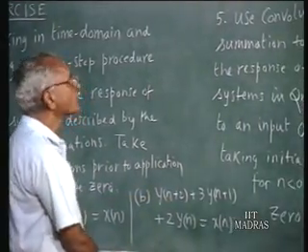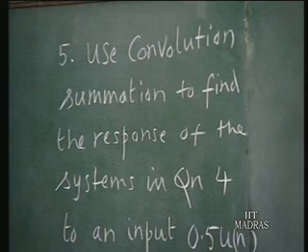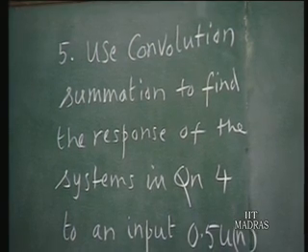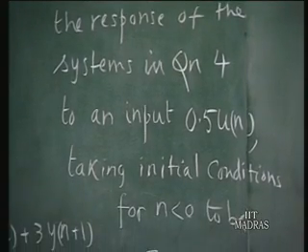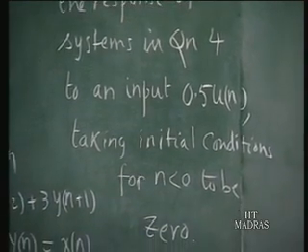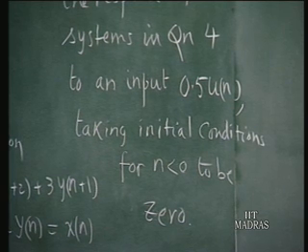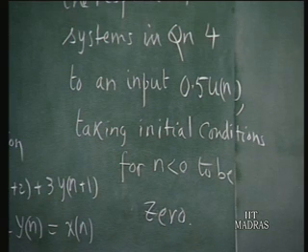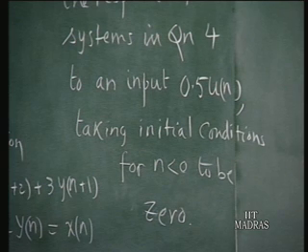Next question, example number 5, question number 5. Use convolution summation to find the response of the systems in question 4, these two earlier difference equations, but this time to an input 0.5 un, taking initial conditions once again to be 0 for n less than 0. So, for the same two equations, taking the input now to be 0.5 un, use the convolution summation, because you know the impulse response already. Use the impulse response and then the new forcing function 0.5 un, use the convolution principle to find out the new response for the two systems.